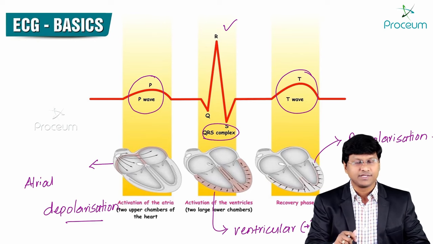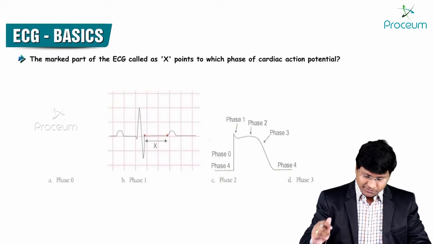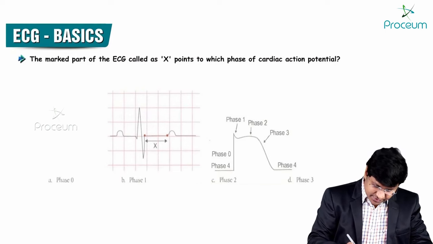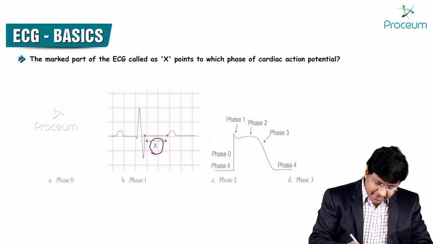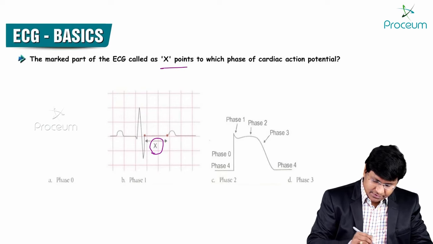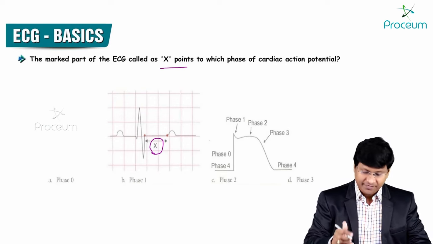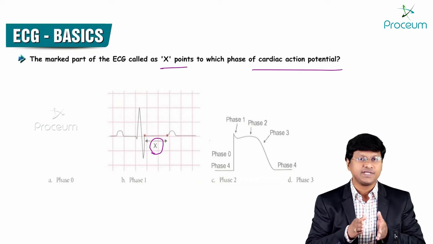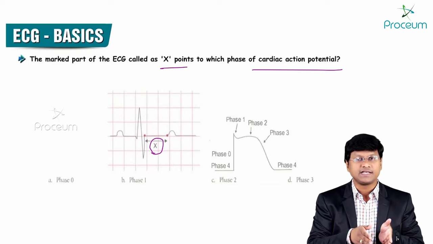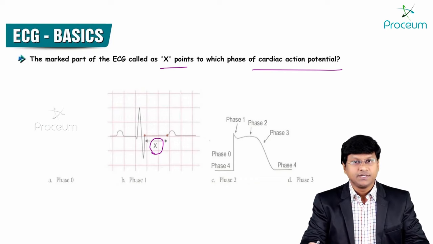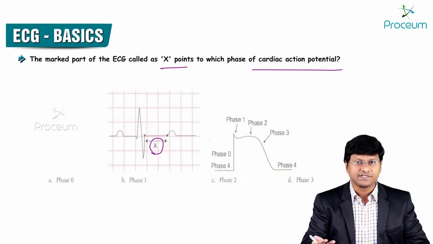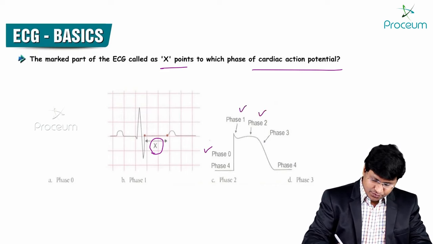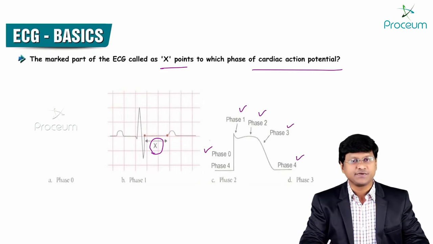Now, after having discussed this, let me show you a question. The marked part of the ECG, that is X, so this is your X. The marked part of the ECG called X points to which phase of the cardiac action potential. This is a multiple choice question integrating the ECG complex and the cardiac action potential. Now, in the cardiac action potential, what are the phases you have? You have phase 0, phase 1, phase 2, phase 3, and phase 4.